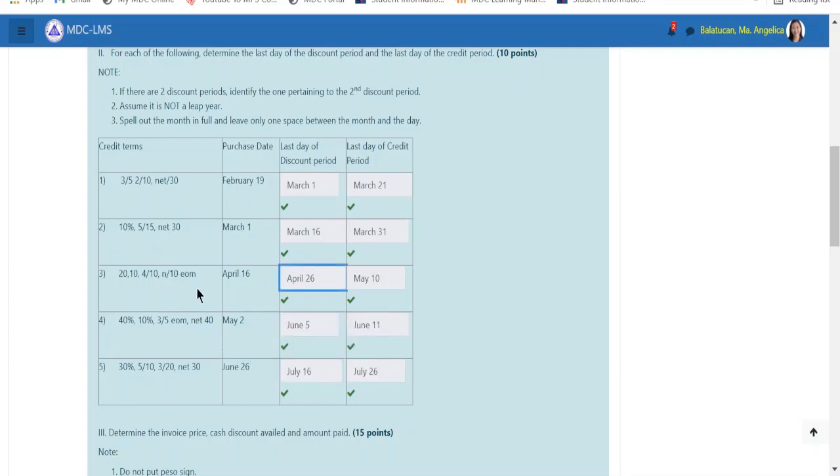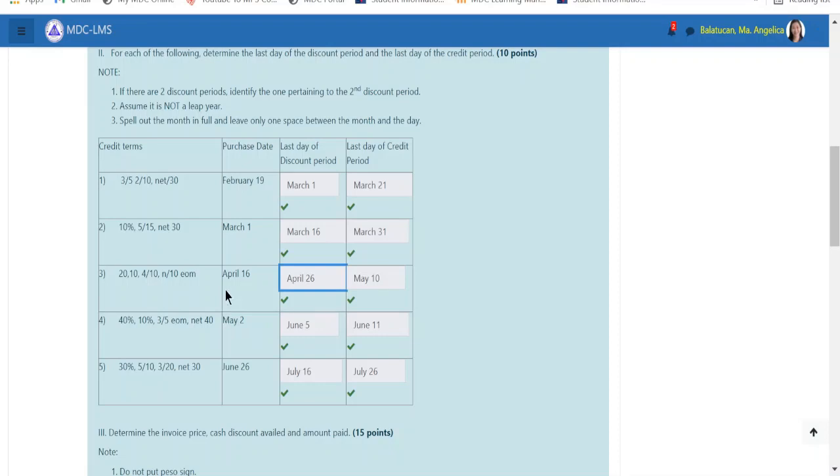So that would be April 26. Then we have 10 over EOM. That's 10 days after the end of the month. And the end of the month for April is 30. So the next month is May, so May 10. Next, we have May 2, that would be 5 EOM. So that's 5 days after the end of the month. The end of the month is May. So the following month is June. So therefore, June 5.